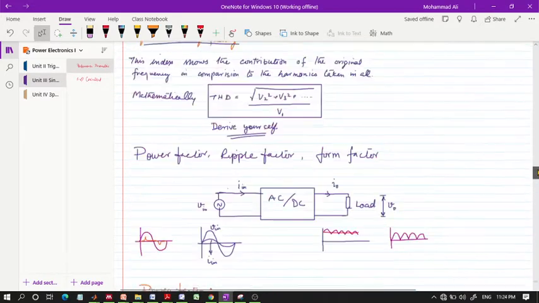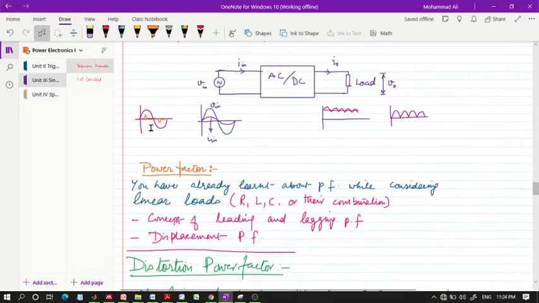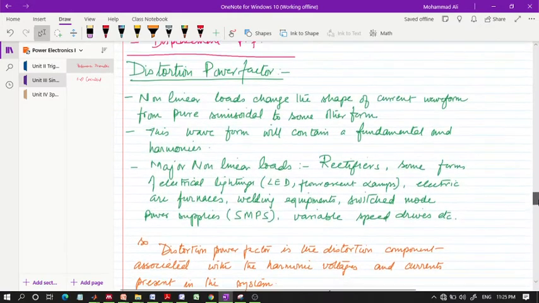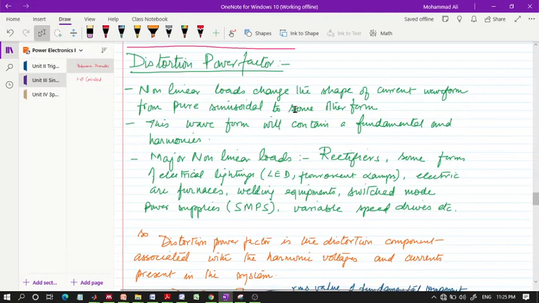Okay, now in power electronics we have a current waveshape that is not purely sinusoidal, like this, right? It has a fundamental component plus certain harmonics in it. So non-linear loads change the shape of the current waveform from pure sinusoidal to some other form. This waveform will contain a fundamental and the harmonics. So what are the major non-linear loads?